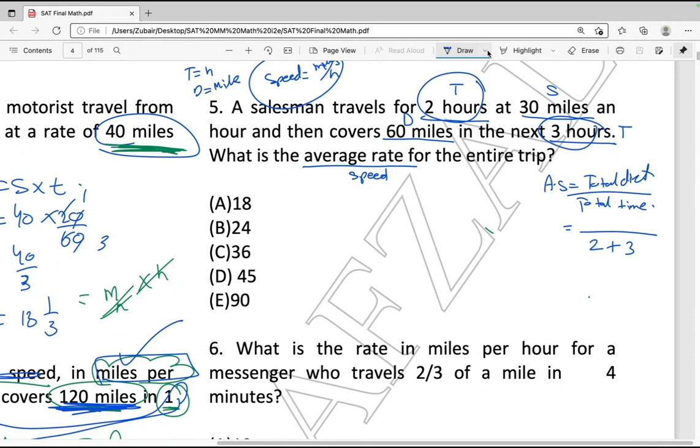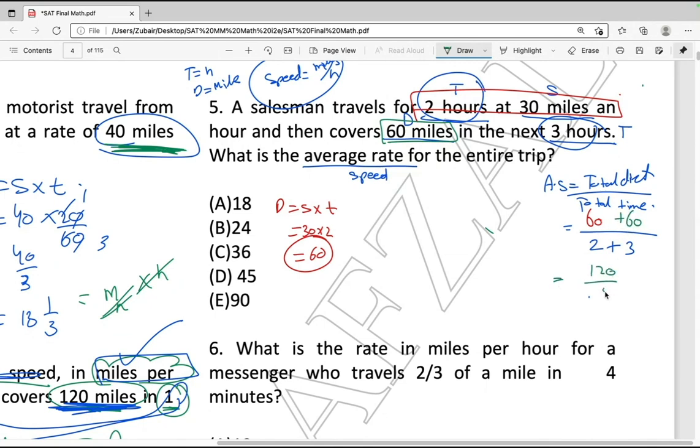It says a salesman travels for 2 hours at 30 miles an hour. This is the first section of the question. So distance is speed into time. He's traveling at 30 miles an hour for 2 hours. That means he's covering 60 miles in the first section. Then the second section of the question says he covers another 60 miles. Distance is directly given in the next 3 hours. So he's covering another 60 in 3 hours. Now total distance is 120, and that over 5 makes it 24 miles per hour.